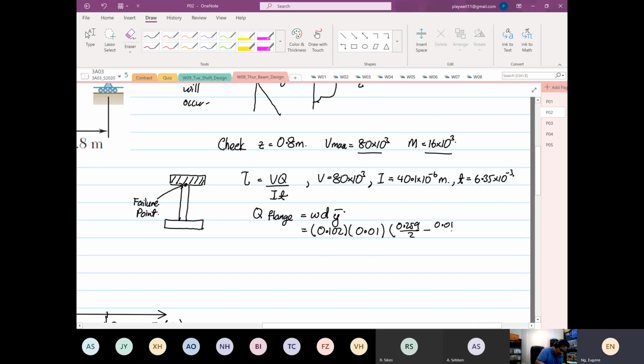I hope you guys have not forgotten this, okay? And you guys said, oh, not again, right? So this will be equal to 0.259 divided by 2 minus 0.01 divided by 2. By the way, we are still marking your term test, okay? We are not finished yet. So you get 126.99 times 10 to the power minus 6 meter cubed.